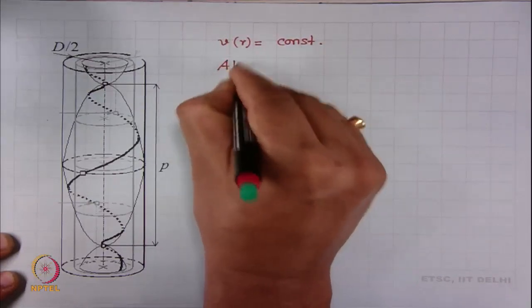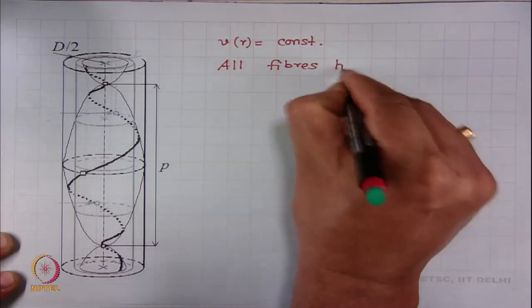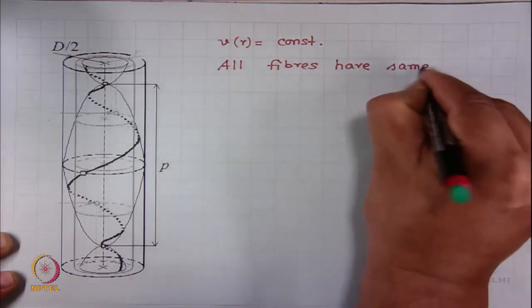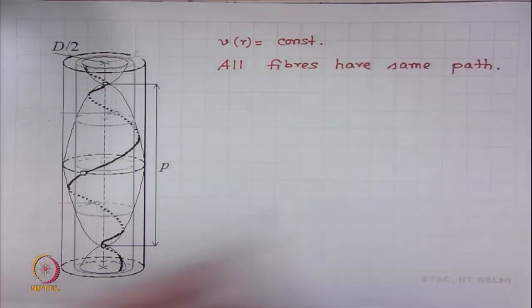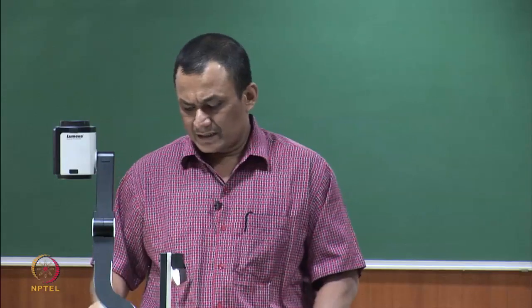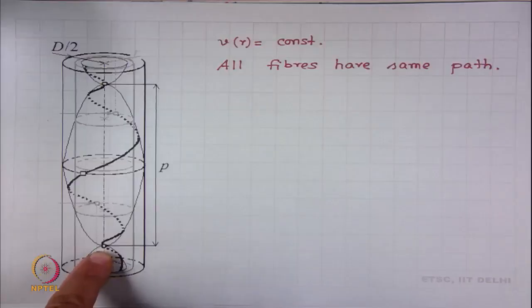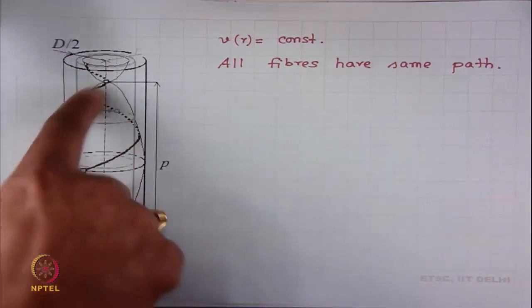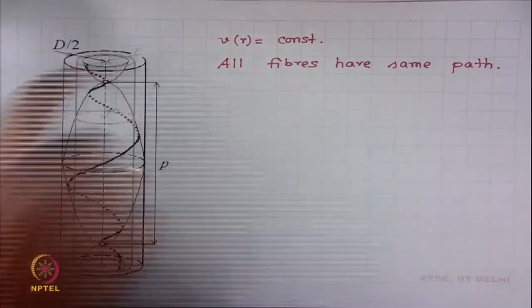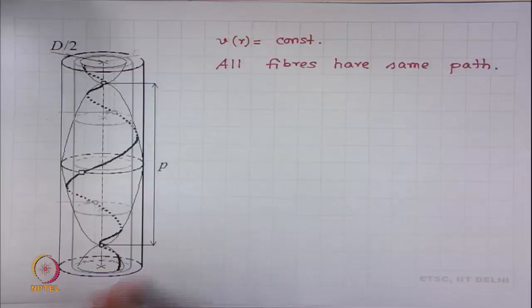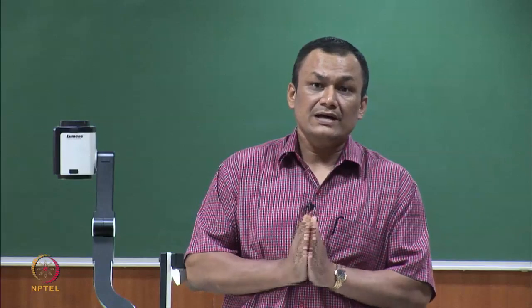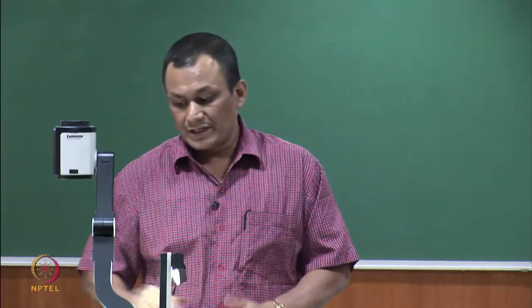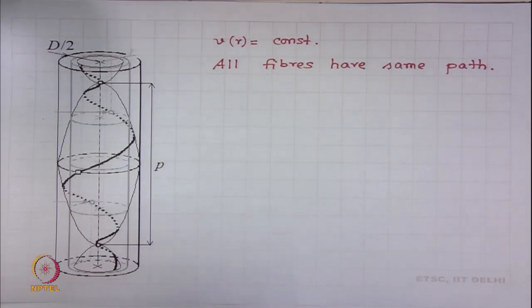This means all fibers have same path. Typically, what is the path? Imaginatively, let us say fiber starts from here, it touches the axis here, then it goes outward, it touches the surface here, then it goes inside, it touches the axis here, then it goes. So, if we imagine this is the path of fibers inside the yarn, then all fibers must have the same path, then only this assumption is valid. So, this was Taylor's fourth assumption.